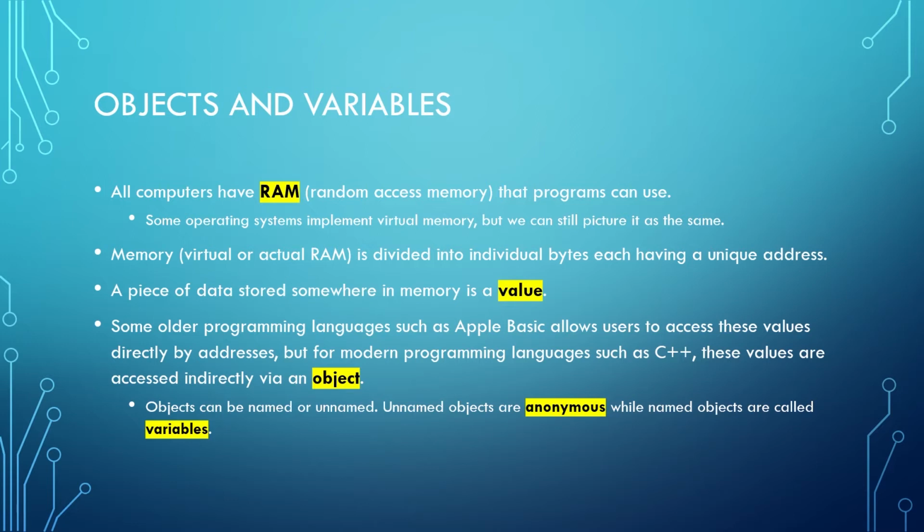Memory is divided into individual bytes, each having a unique address. A piece of data stored somewhere in memory is a value. Some older programming languages, such as Apple Basic, allow users to access these values directly by addresses. But for modern programming languages, such as C++, these values are accessed indirectly via an object. Objects can be named or unnamed, but unnamed objects are anonymous, while named objects are called variables.